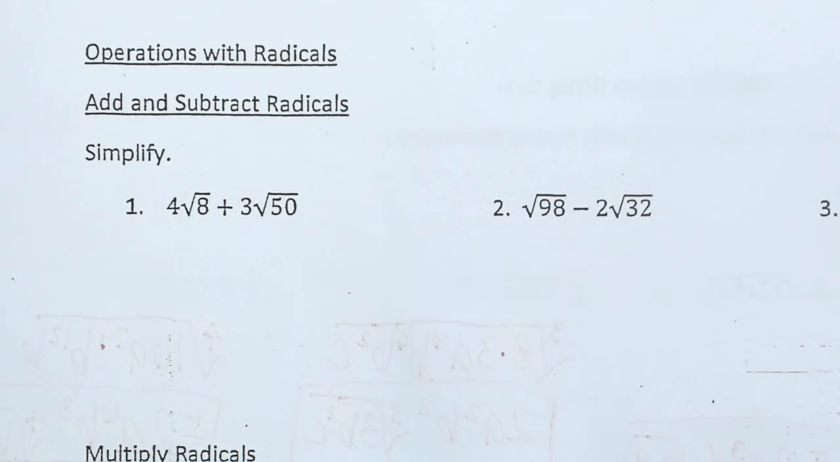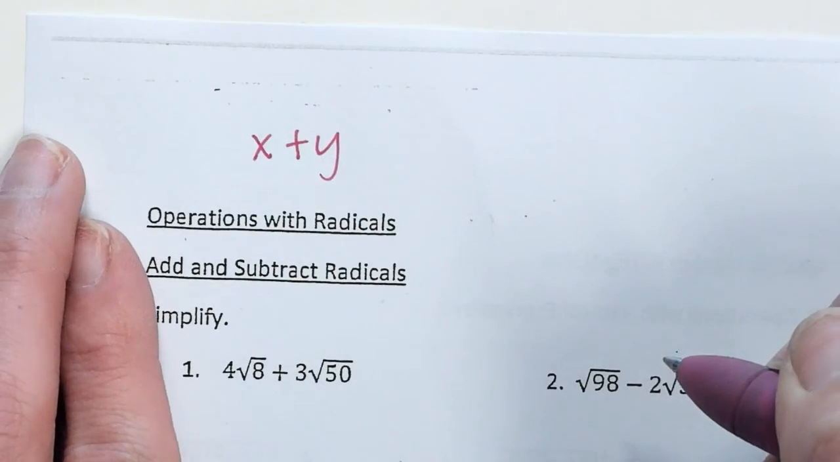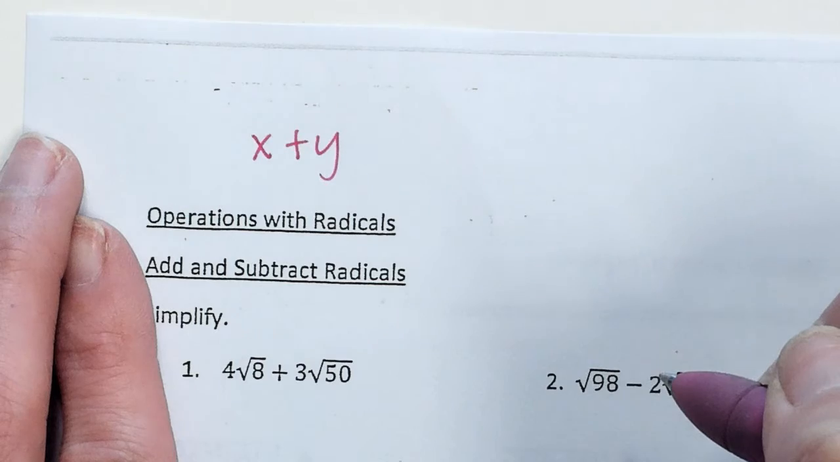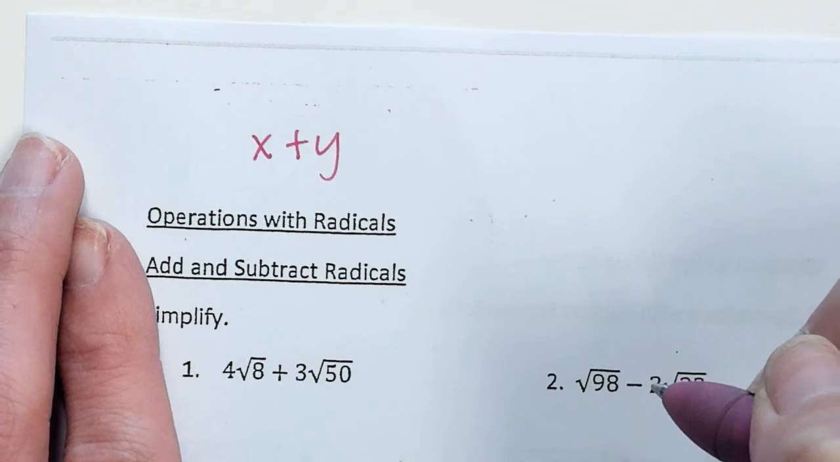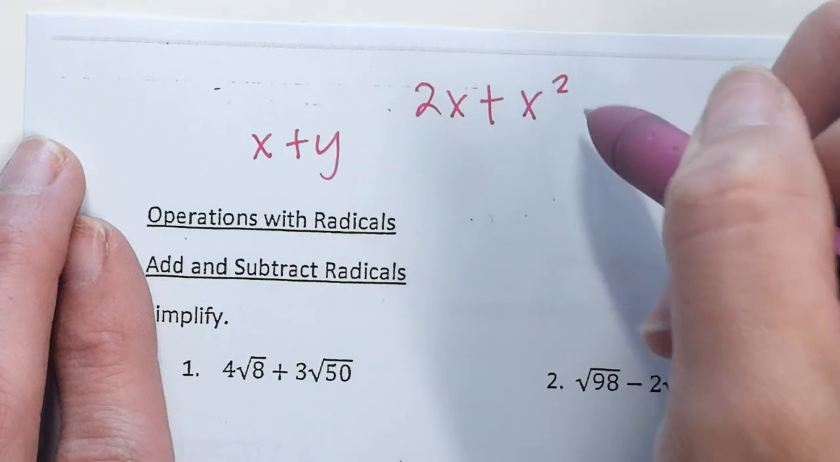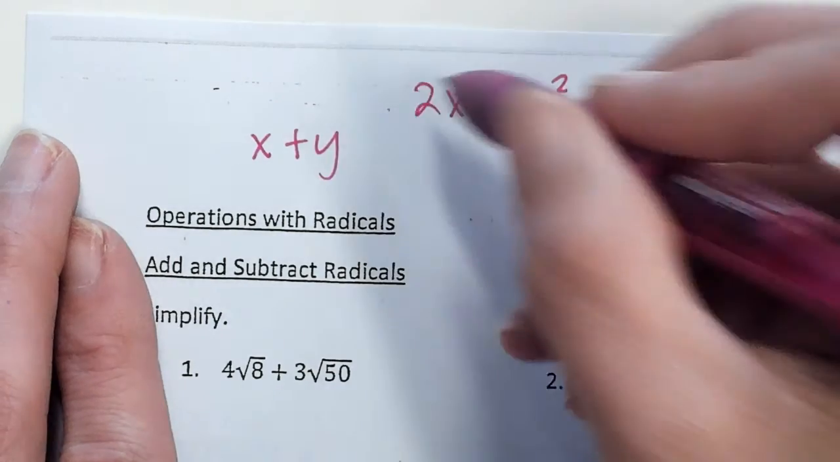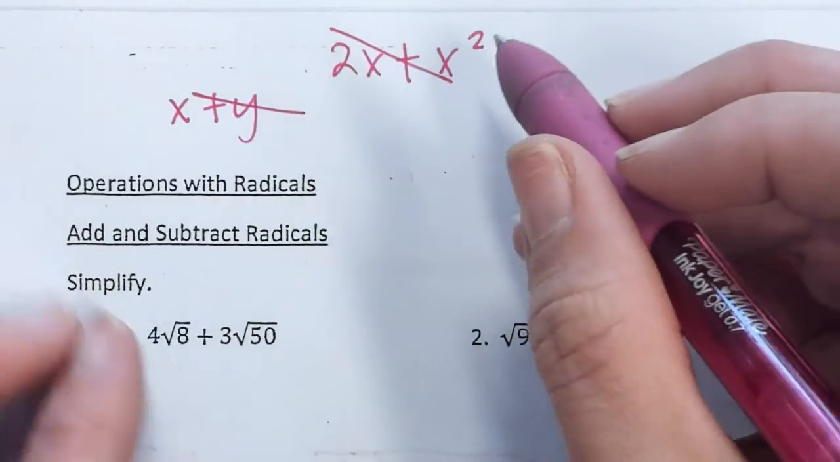Adding and subtracting radicals. Alright, so could I add x plus y? Why? Yes. Okay, could I add 2x and x squared? Because they have different what? Exponents. Good.